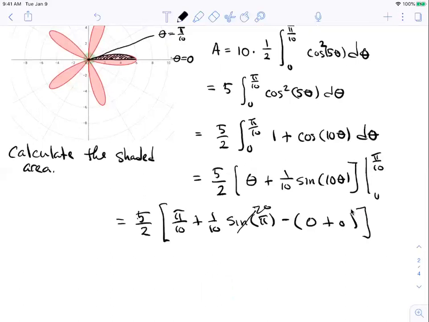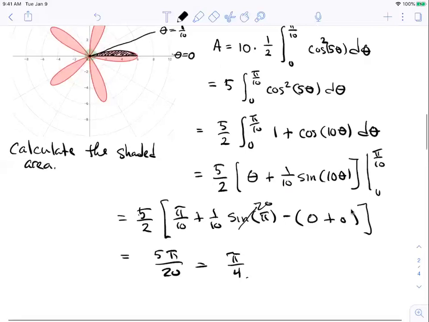Pi over 40, I think, is just the little tenth of it. So yeah, we get 5 pi over 20, and that reduces to pi over 4. Thank you, not pi over 40. Yeah, so 1/10 of that is pi over 40. Good. All right, so the area inside that rose, all 5 petals, is pi over 4. Very interesting. Okay, let's do another one.